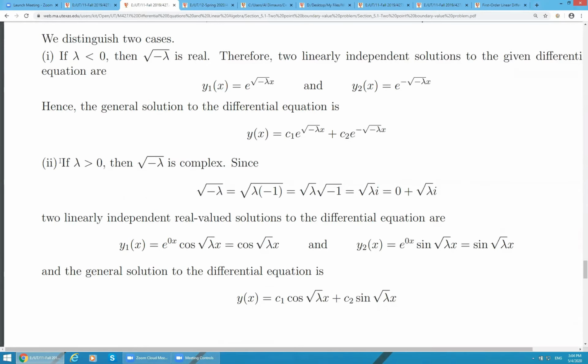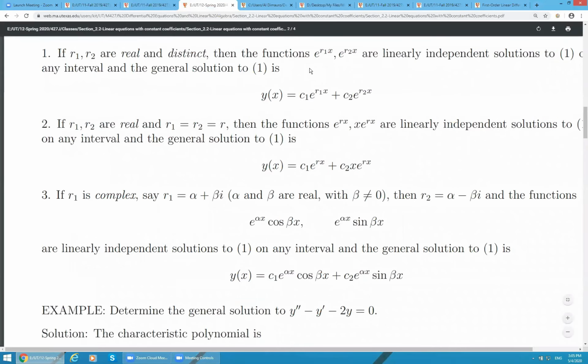It's exactly what we do over here. Square root of negative lambda is equal to square root of lambda times negative 1. Next step, a root of the product is equal to the product of roots, and we replace square root of negative 1 by i. Observe that this complex number can be rewritten as 0 plus square root of lambda i. We do it in order to apply methods from section 2.2.